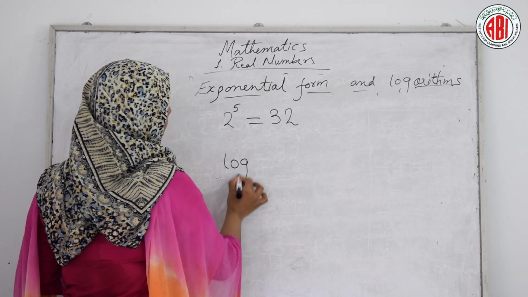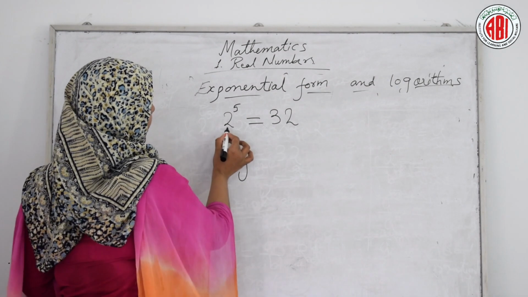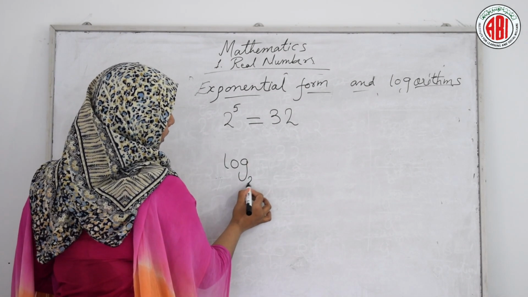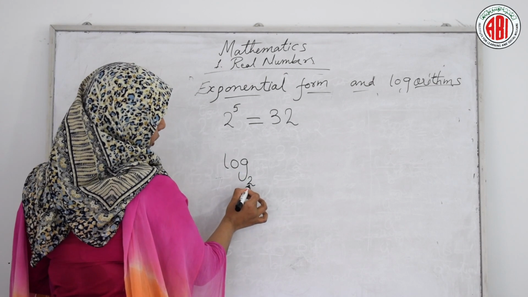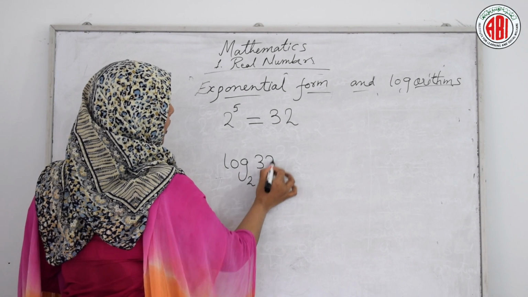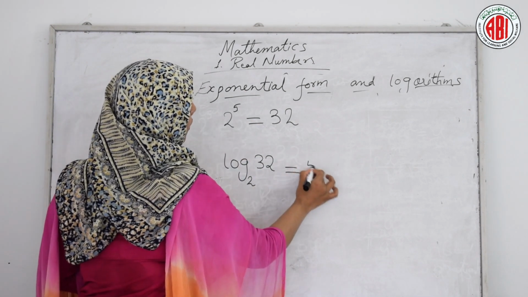Logarithms. Logarithm we can also write as log, right? This is a base, no? 2 is the base. Base number we will write here as a base, log base 2. And this answer we will write here as 32, and this is equal to exponent we will write here 5.